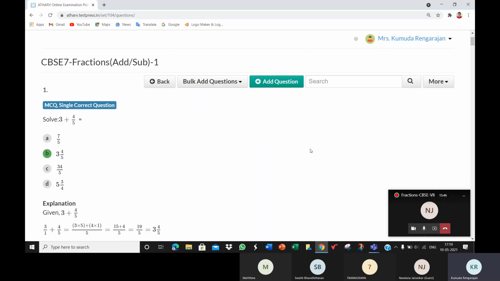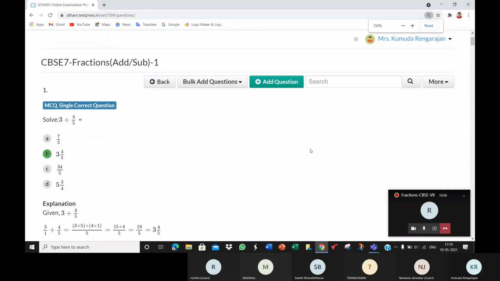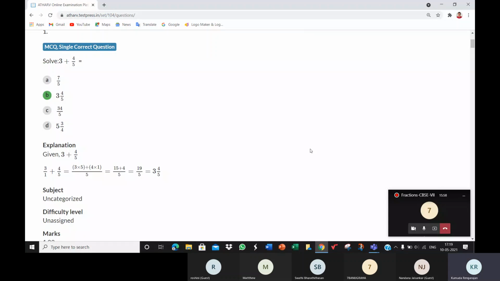Let's see the answers to the test which you have taken up. See the first one, children. Solve 3 plus 4 by 5. So 3 is treated as 3 by 1 in the fraction form. So how do we add 3 and 4 by 5? Write 3 as 3 by 1 plus 4 by 5.